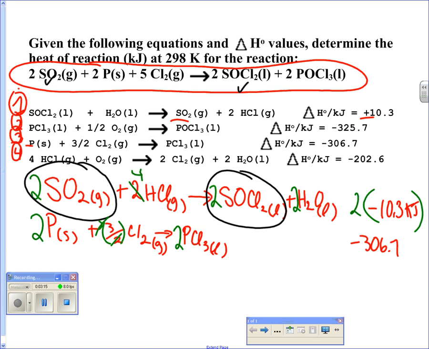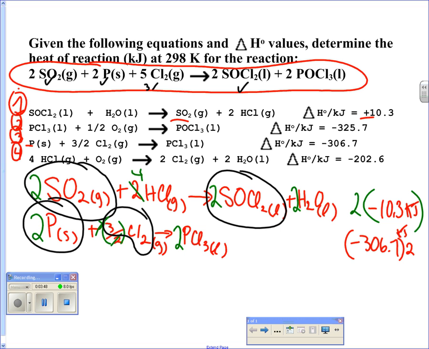But I have two of them, so I have to multiply by 2, and again, that's still in kilojoules. Now I'm going to circle what it got me. It got me the P, but it also got me some of the Cl's. I need a total of 5 Cl, so P's good. It got me 3 of the 5 chlorines that I need, so I need 2 more.